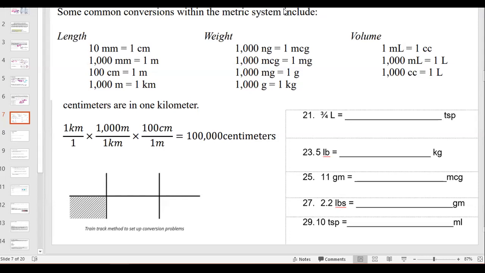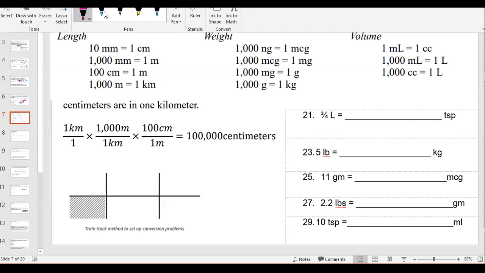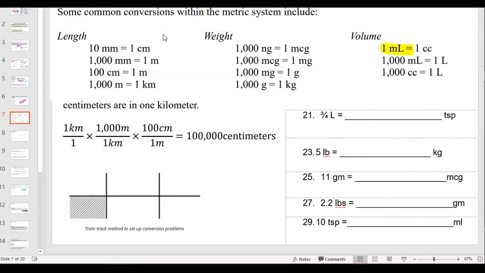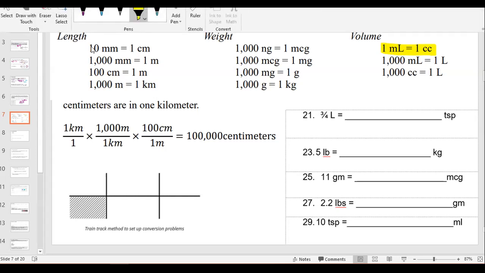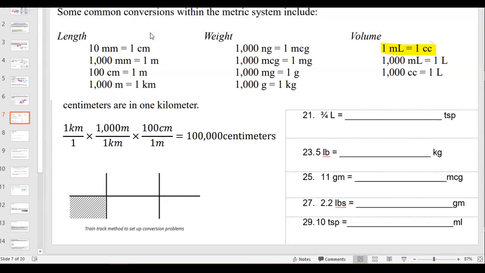Most of the time you see them flip. This is from your book, so they put them like this, but they're the same thing. So we have 1 ml equals 1 cc. You're gonna see that more as you start moving to your oral solutions in your labs. And also once you get to the IV lab, you're gonna see cc's, and that's gonna confuse some of the students because what is a cc?